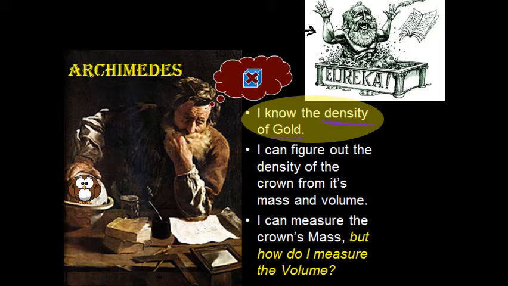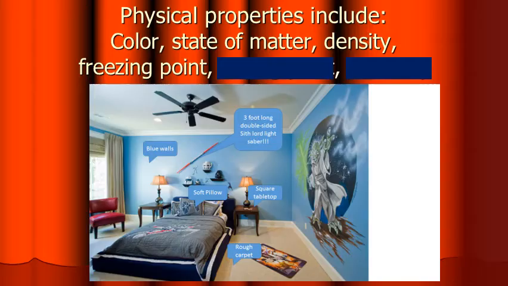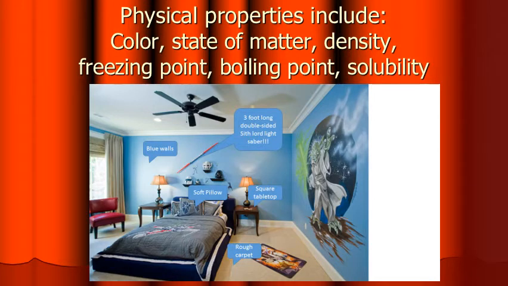So for example, lead has a certain density. Oxygen has a certain density. Every different type of material has its own density. Okay, freezing point, boiling point, those are physical properties. And solubility, what does that word mean?